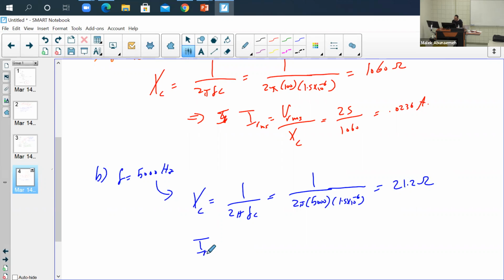That means your root mean square current is, again, your root mean square voltage divided by your capacitive reactance. Actually, let me write this better, so that we would not be confused with voltage. That's going to equal your 25 divided by 21.2 ohms. So you get 1.18 amps. So basically, we increase the frequency, and what happened? Our current increased.